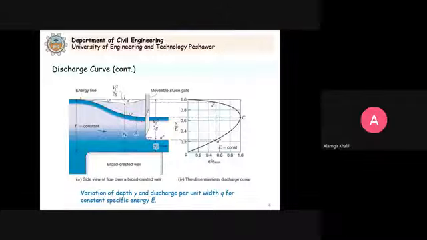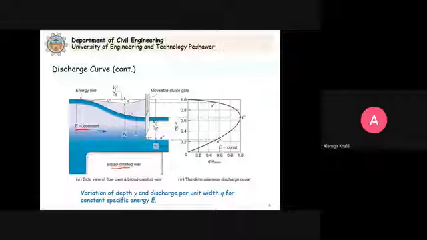So in this figure, we have a flow which is occurring over this broad crested weir, because you can see the sill of this weir is broad, so that's why it is called a broad crested weir. In the next lecture we will discuss flow measurement devices in open channels, so we will discuss in detail this broad crested weir. It is shown here, and in order to keep the specific energy constant, the flow occurs from a large reservoir, so that will help us to keep this E constant here.